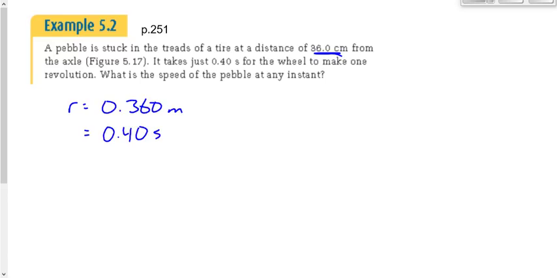What is it? It's the period, yeah. Big T. Don't make it little t, right? That's just general time. This is big T. And we want to find the speed. We're going to find the speed by using 2 pi r over t. And we have the value of r and we have the value of t.